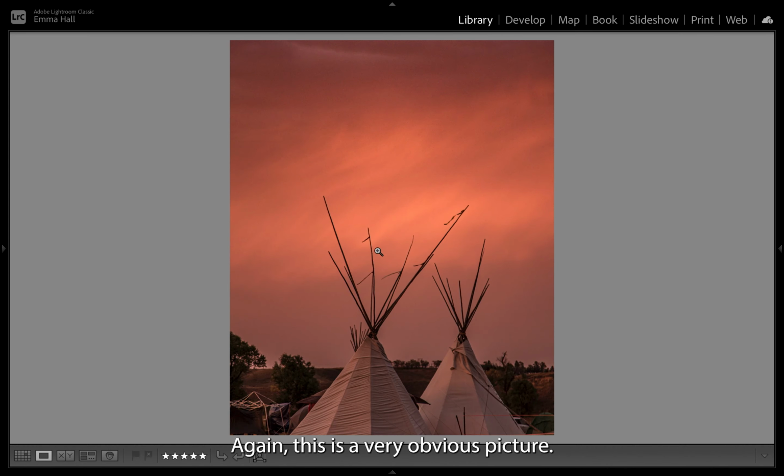Here, again, this is a very obvious picture. The sunset is really gorgeous. You have teepees. You have the trees in the back. This negative space in the sky. I'm not super happy about the composition. I think it's really boring. The sunset's really beautiful, it's just teepees in the sunset. So I think it's kind of boring.